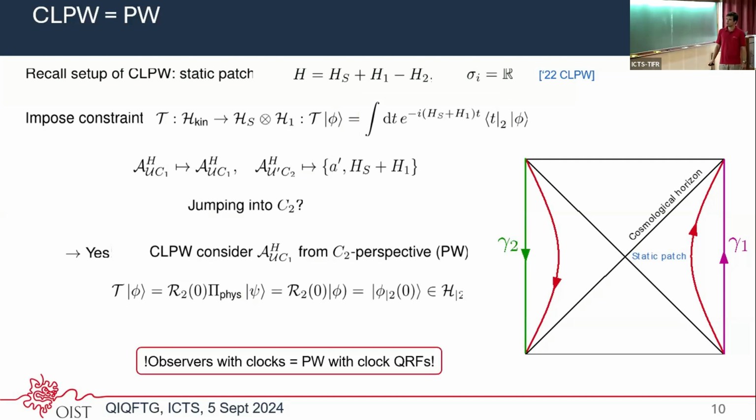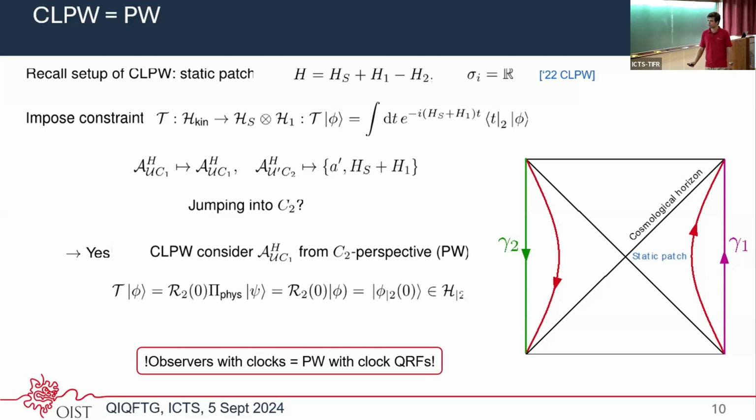So then we come to the main point of this paper: these observers with clocks introduced in that paper are exactly clock quantum reference frames, in the sense of this whole quantum reference frame theory that has been constructed for the last decade. And since this is the main point of the talk, I will stop here for a minute to take any questions people might have in the audience. Okay, if there are none, I'll just continue with the other points.